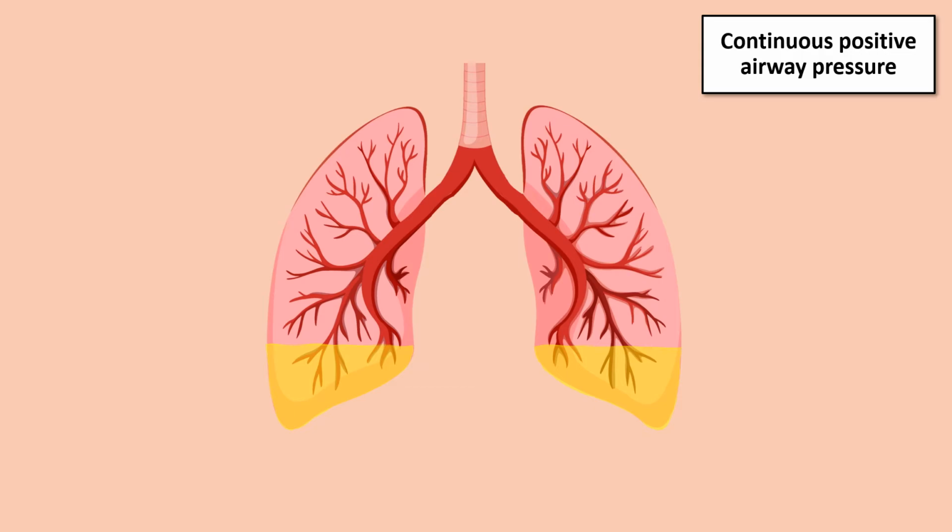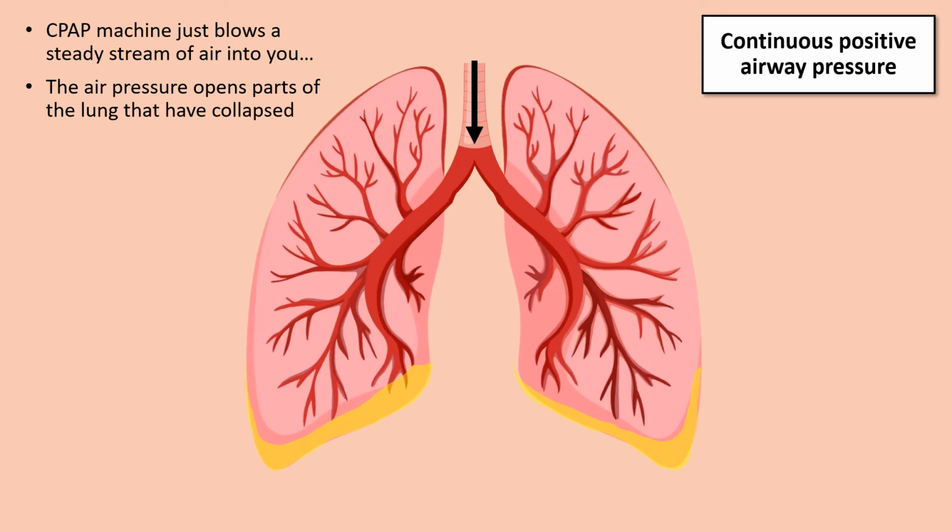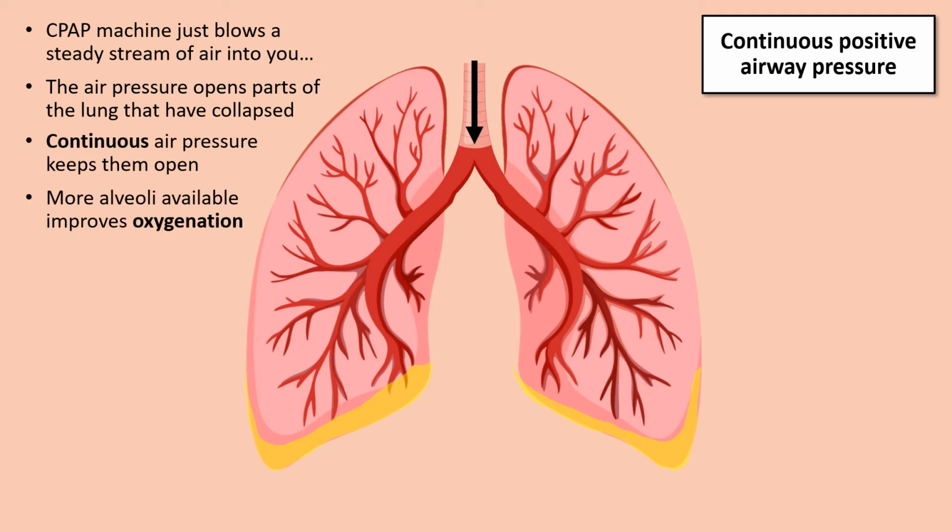So CPAP stands for continuous positive airway pressure. And essentially this is just a machine that blows a steady stream of air into you. That air pressure helps to open up parts of the lungs that have collapsed. So if there's some pulmonary edema there, that air pressure goes all the way down to the bottom and kind of squishes that fluid out of the way. If you have some atelectasis, that pressure exerts a little bit more pressure on your lungs and kind of re-expands areas that have deflated. The continuous air pressure helps keep open those alveoli, keep open those airways. And when you have more alveoli that are open and available, this improves your oxygenation.